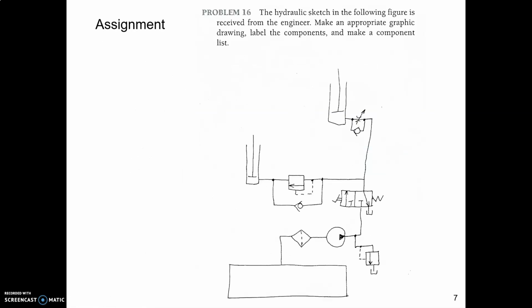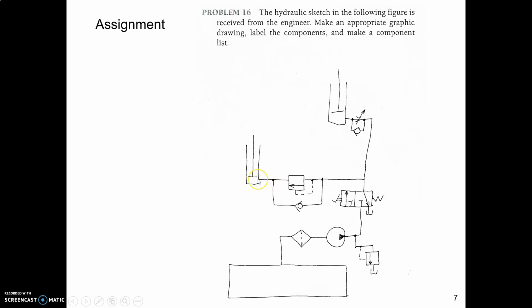This is our assignment for today. We are going to draw our own schematic. And this scribbly picture is out of our book, or out of our PDF from our book. And what it is saying is, your engineer has scribbled out this schematic on paper and given it to you and asked you to make a more finished looking schematic.